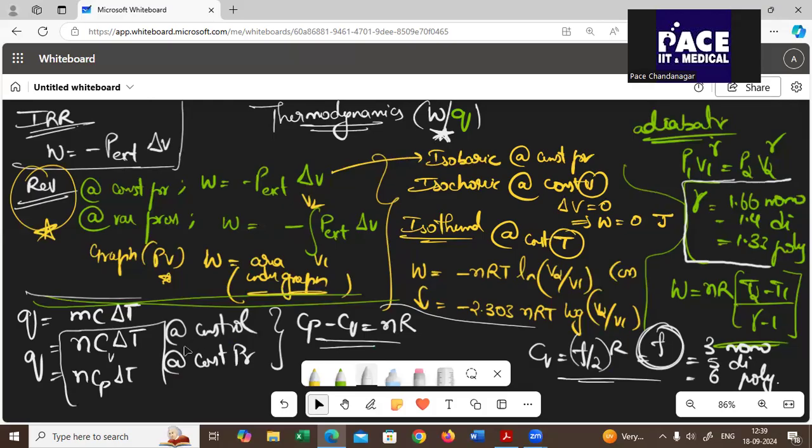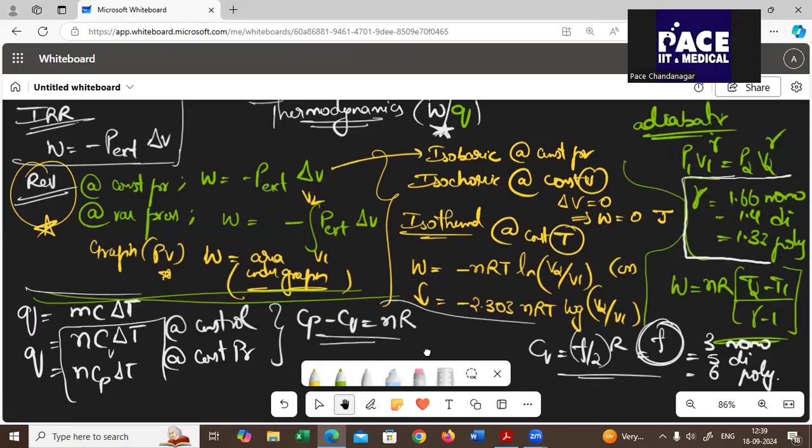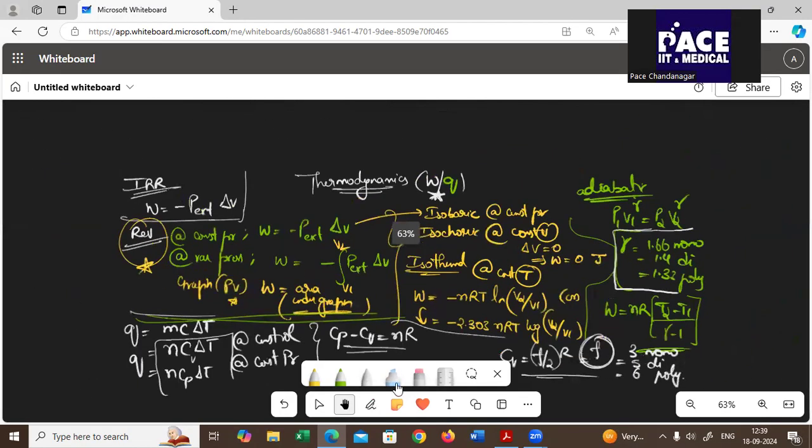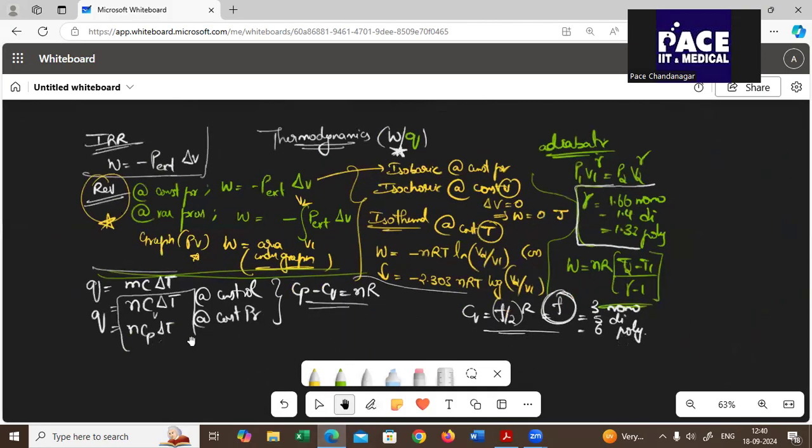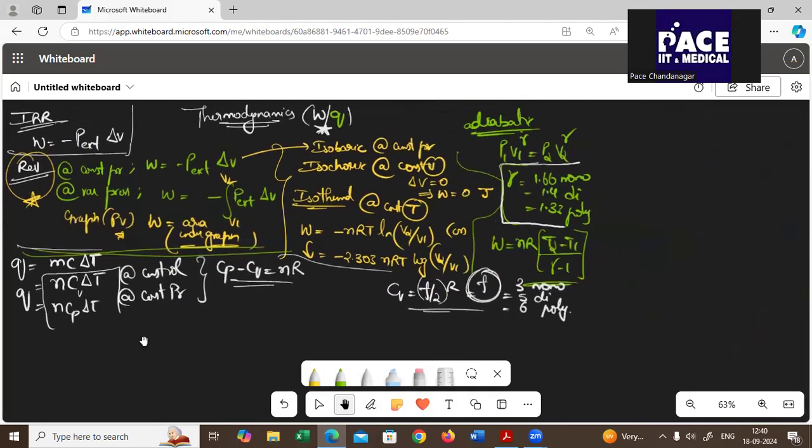Now coming up with the zeroth law of thermodynamics. And what is the zeroth law of thermodynamics? It is: A is in thermal equilibrium with B and B is in thermal equilibrium with C, then A is in thermal equilibrium with C. So that is your zeroth law of thermodynamics. Nothing much about that for you right now. Now, the main thing for you is the first law of thermodynamics.